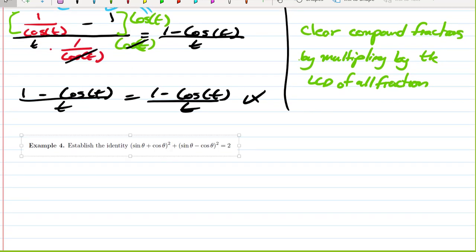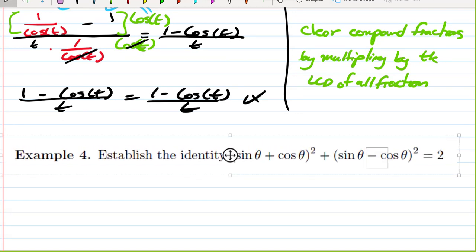So example 4. Same instructions. We want to establish this identity. Well, thinking back to our list of things that we're supposed to try, the left-hand side looks much more complicated than the right-hand side. So to get started, the first thing we're going to want to do is expand everything out and simplify.